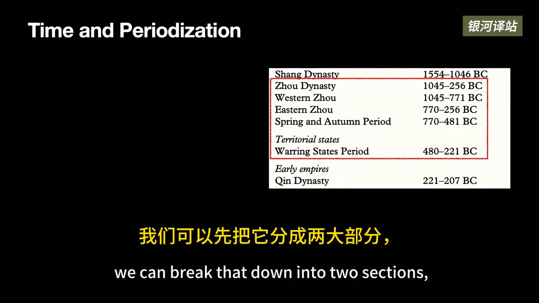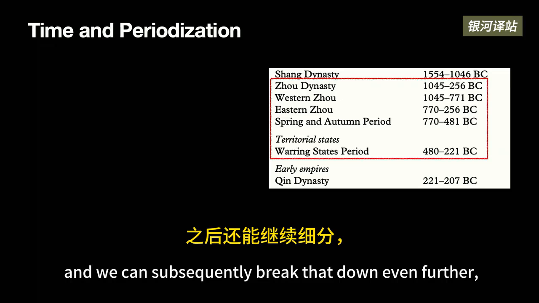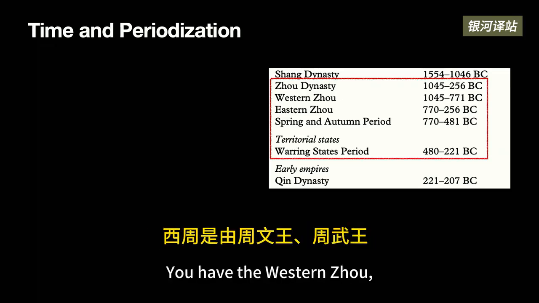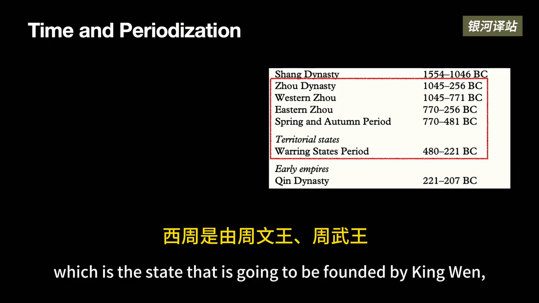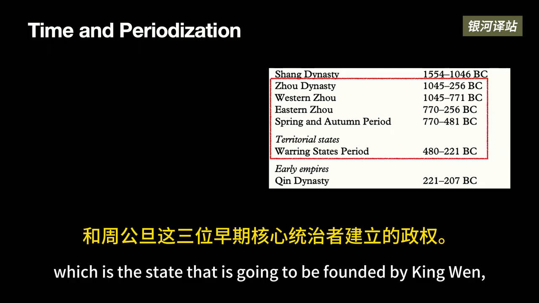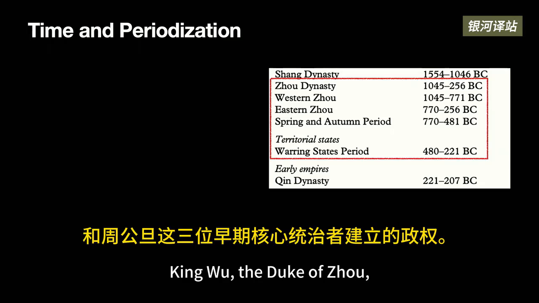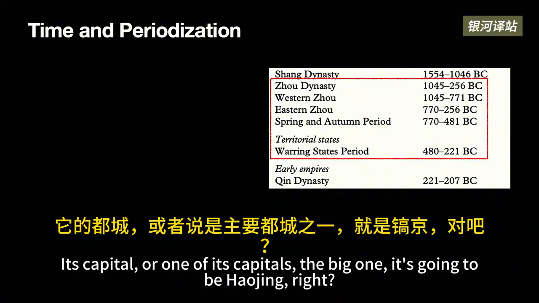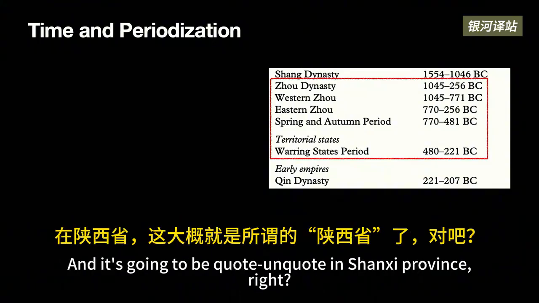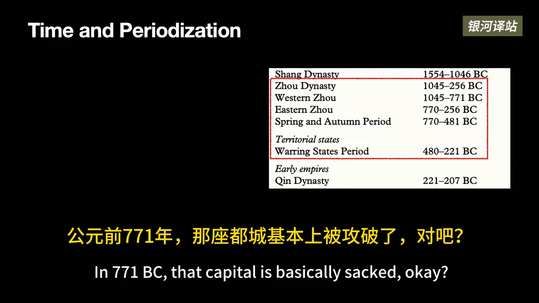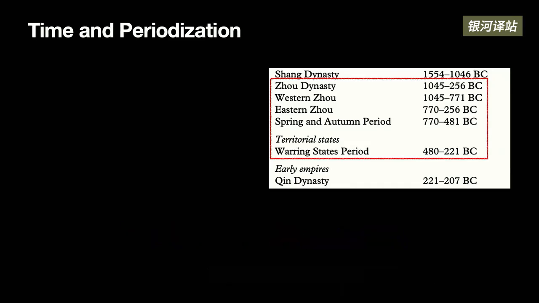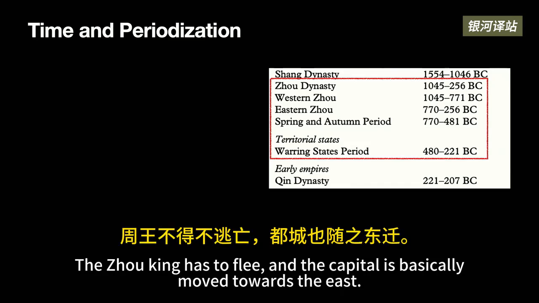Now we can break that down into 2 sections, and we can subsequently break that down even further, but let's start with the 2. You have the Western Zhou, which is the state that is founded by King Wen, King Wu, and the Duke of Zhou, the big 3 first early rulers. Its capital, or one of its capitals, the big one, is going to be Haojing, and it's going to be, quote unquote, in Shanxi province, in the west. In 771 BC, that capital is sacked. The Zhou king has to flee, and the capital is moved towards the east.